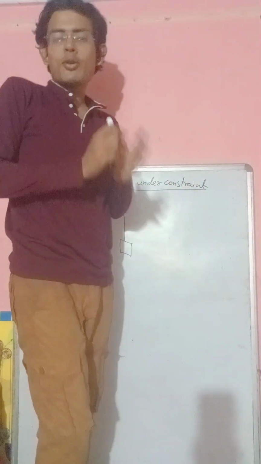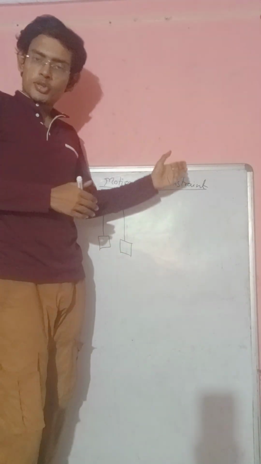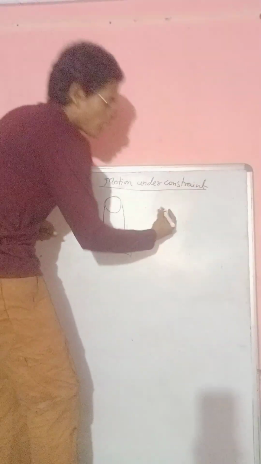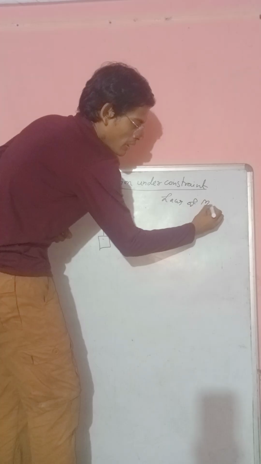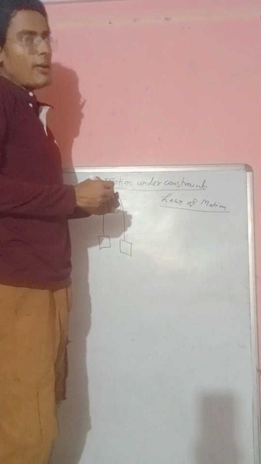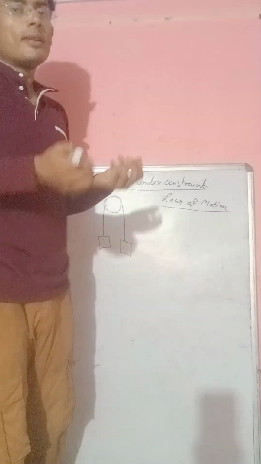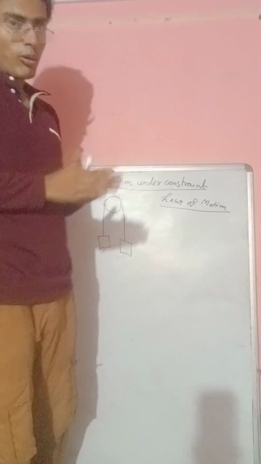Hello everyone, today we are going to start a new topic, that is the motion under constraint, which is in the chapter laws of motion. Now from the laws of motion we get the idea of the motion of the object. That means how we can explain the motion of the object with the help of Newton's laws.